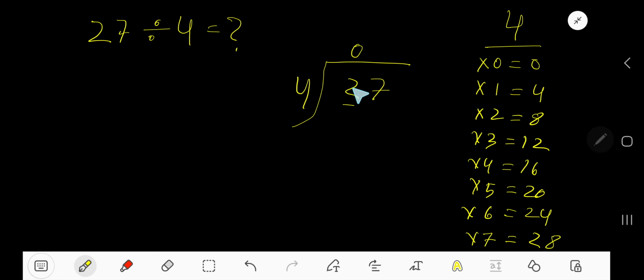4 goes into this 2 how many times? 0 times, as 2 is less than 4. So 0 times 4 gives you 0. Subtract, and bring down this digit to make 27.